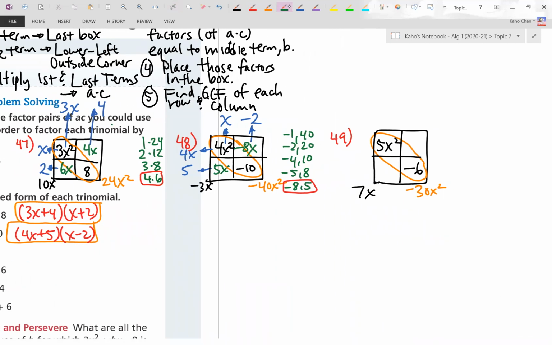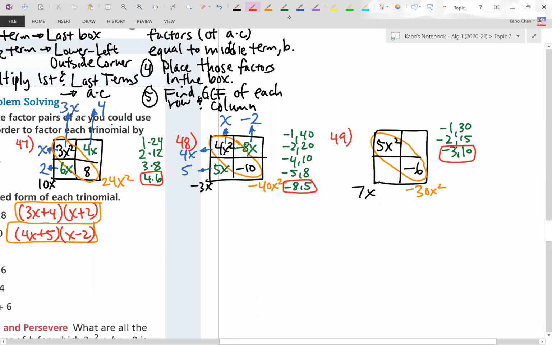Don't be a hero. List them. Negative 1 and 30, negative 2 and 15, negative 3 and 10. Did I just get lucky? There it is. Yay. Ding, ding, ding. Put those two terms in the box with an x. Sometimes I forget the x, sorry.